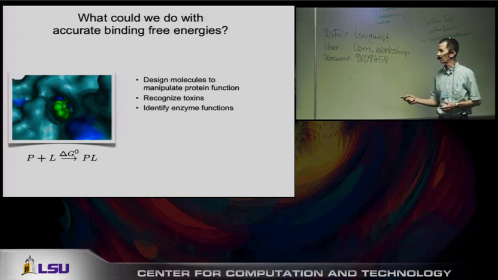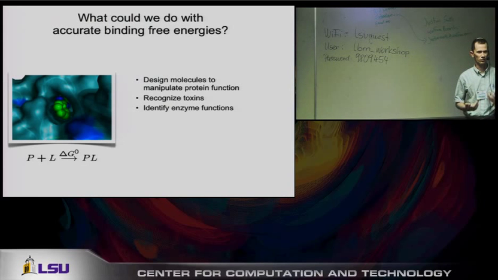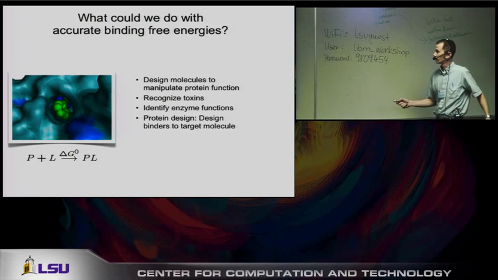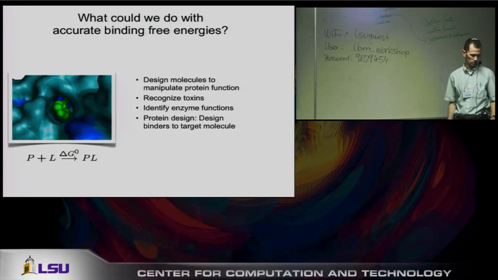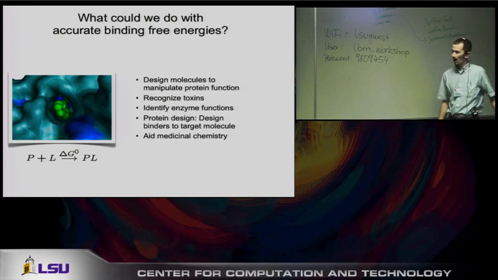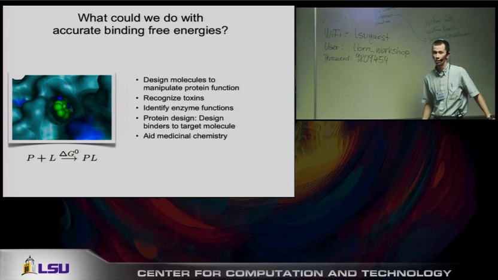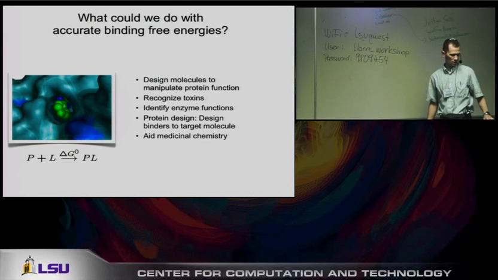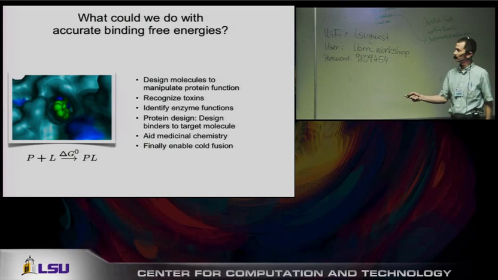An enzyme has to be able to bind its substrate, so it could give us an idea of what an enzyme of unknown function could interact with. It could help us do things like protein design. Again, a protein has to be able to bind its target molecule. And here I'm mostly going to be focusing on aiding medicinal chemistry, that is, aiding the drug discovery process. There's a whole lot of things that we could do, maybe finally enable cold fusion, perhaps not, but the point is there's a lot of things that accurate binding predictions could help us do.